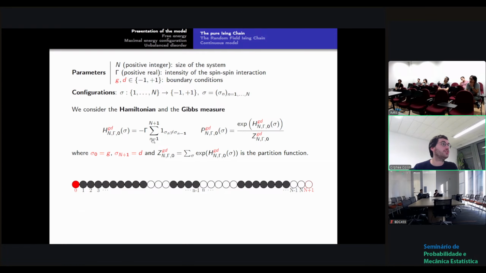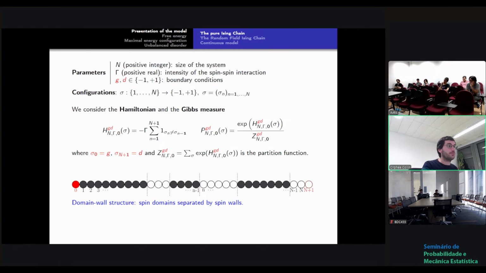The boundary conditions intervene through the first and the last term in the sum. So sigma 0 is equal to G and sigma N+1 to D. So we take into account the possibility of having spin switches between 0 and 1 and between N and N+1. And the quantity that makes P a probability is the partition function. It's the sum of the numerators. Some additional vocabulary. We're going to describe the spin configurations as spin domains, so consecutive sites where the spins agree, separated by spin walls, so locations where the spin switches.